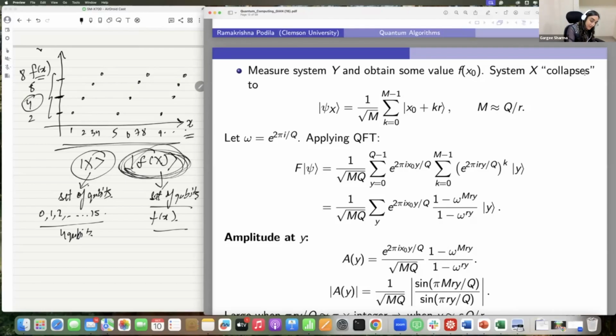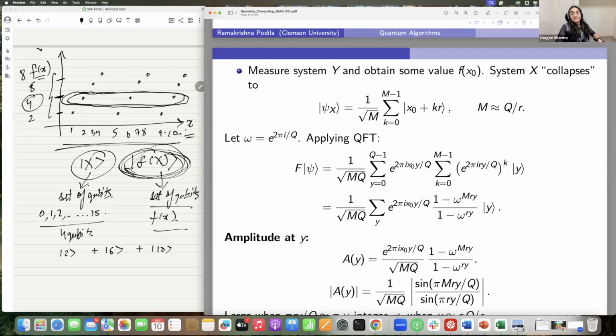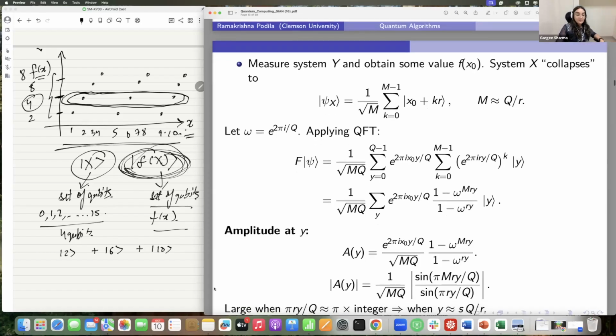So what it tells me is that now my state of x will be this. What will be my state of x? It will be, let's say, ket2 plus ket6 plus ket10. Make sense? Can you please type in the chat box if it makes sense or not?